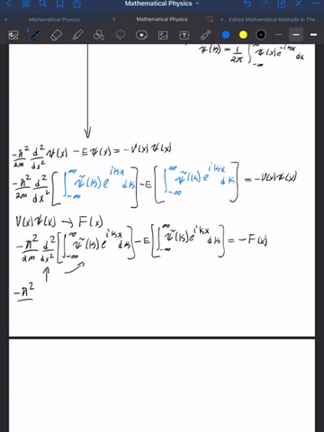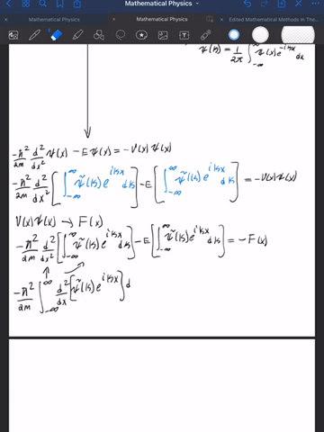Minus h bar squared over 2m, the integral from minus infinity to infinity of d squared dx squared of psi tilde of k, and let's be more explicit about what we're taking the derivative of here, e to the ikx dk, and that's minus e times the integral from minus infinity to infinity of psi tilde of k e to the ikx dk is equal to minus f of x.